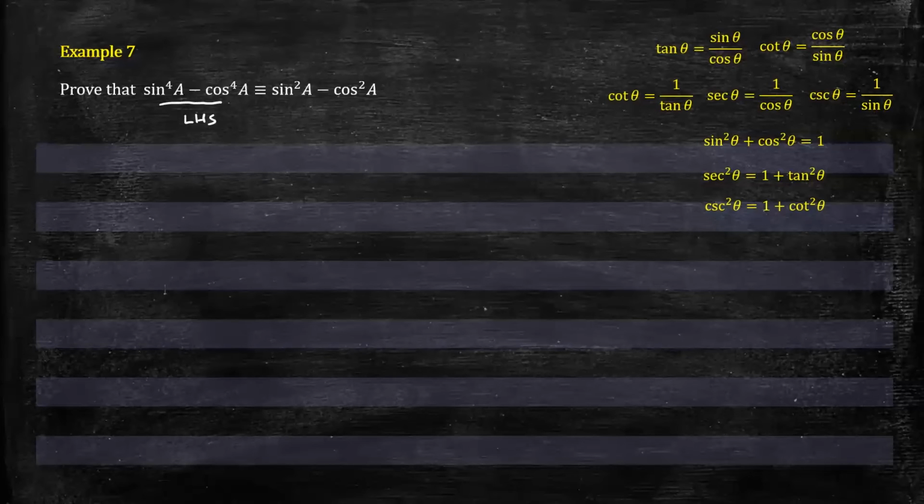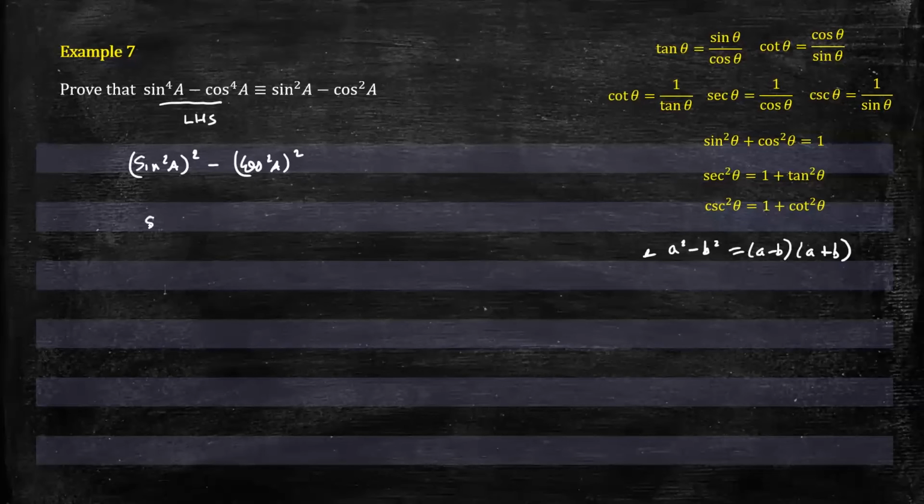Now, power 4 can be changed into power 2 squared. So let's write this as sine squared A to power 2 minus cos squared A to power 2, which is the same as writing power 4 in the original question. So let's expand this bottom line using the difference of squares. A squared minus B squared is A minus B, A plus B.